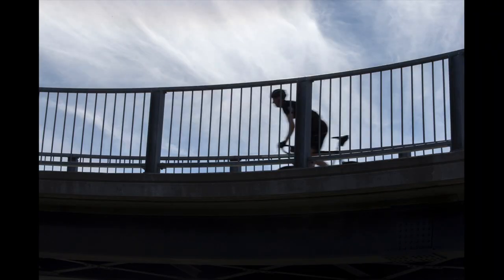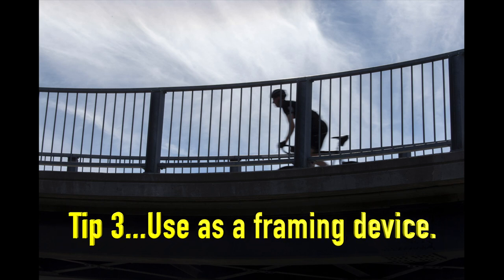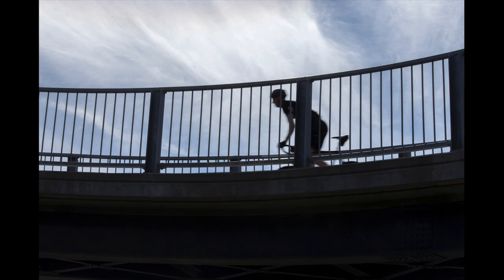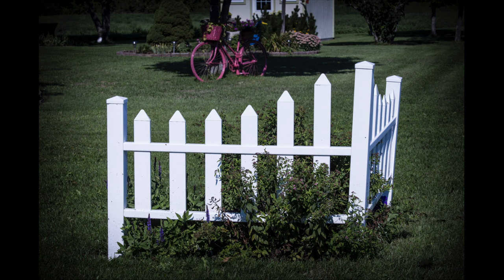Tip number three, you can also use a fence as a frame. And in this case, we're using this bicycle path fence. It's like a bridge, if you will, and we're framing the cyclist. Again, as a frame, a small little fence, but we're kind of framing that very old bicycle in the background. So that's tip three, using a fence as a frame.